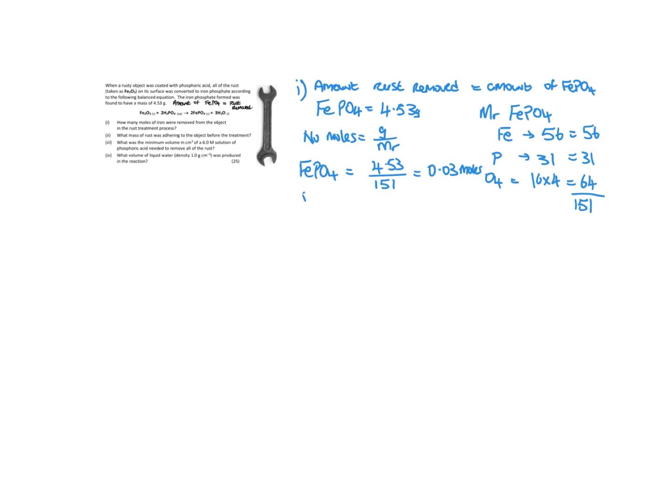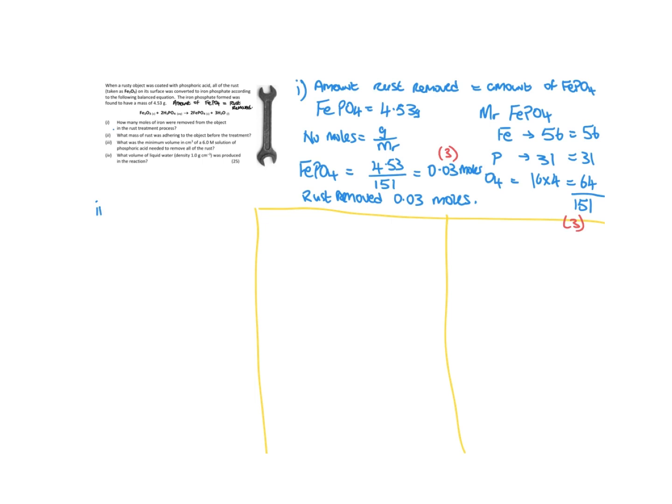So that means I can say that the rust removed is 0.03 moles. And for marks here, there were 3 marks for getting 0.03 moles and 3 marks for figuring out your molecular mass. You needed to show the calculation with your molecular mass in order to get your full marks.